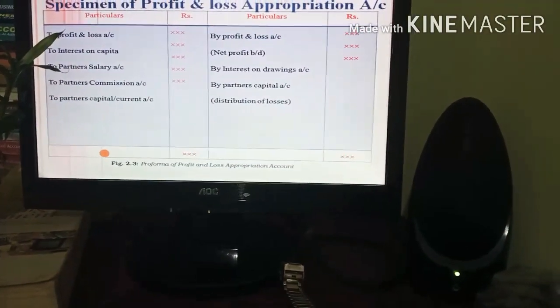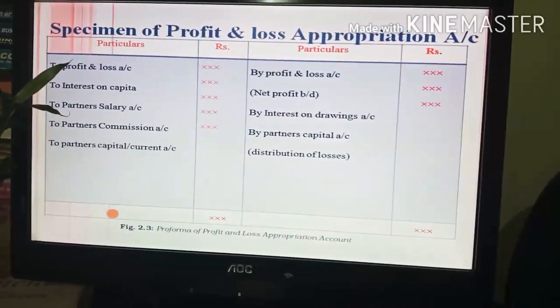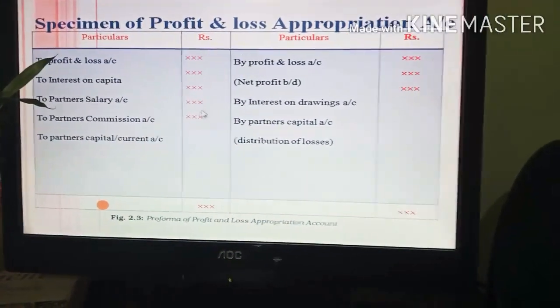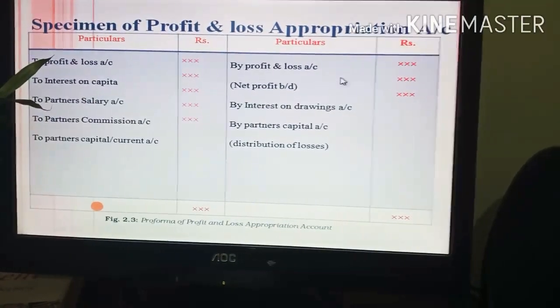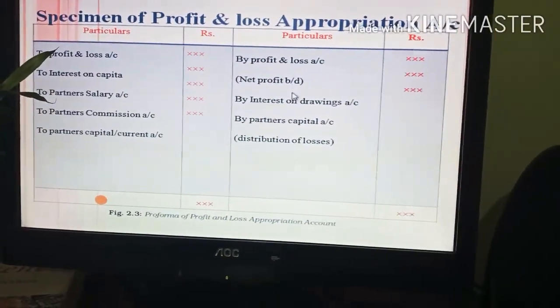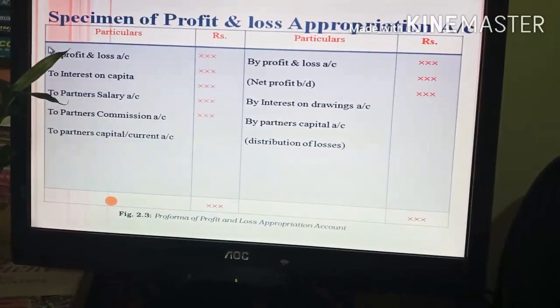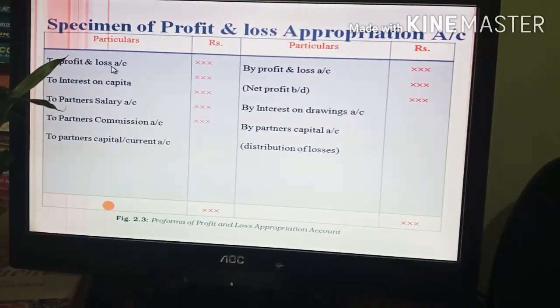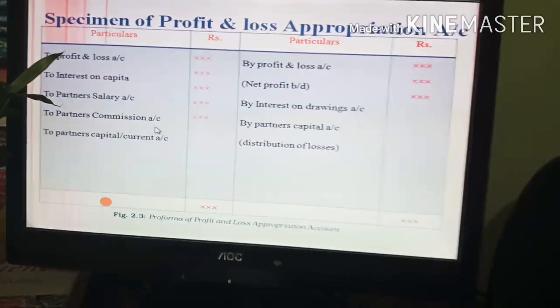And what is the format of the profit and loss appropriation account? As you know, we have already learned in the previous video. So on the credit side you have to take what? By profit and loss account, that is the net profit brought down. Next, by interest on drawings you have to record, and on the debit side, to profit and loss account, to interest on capital, to partner's salary, to partner's commission.